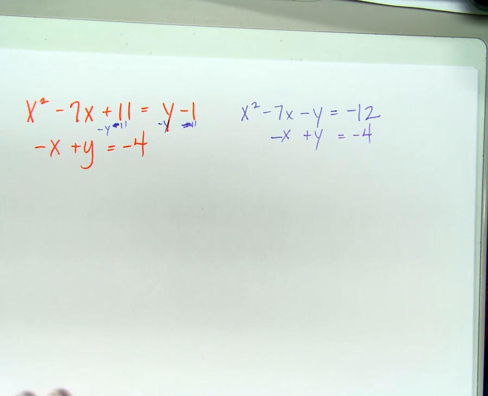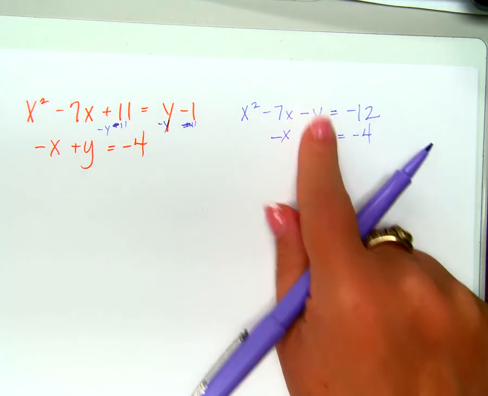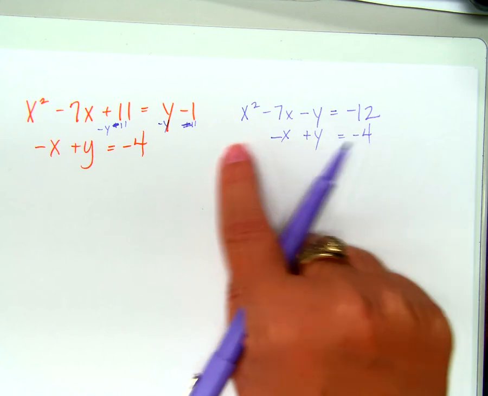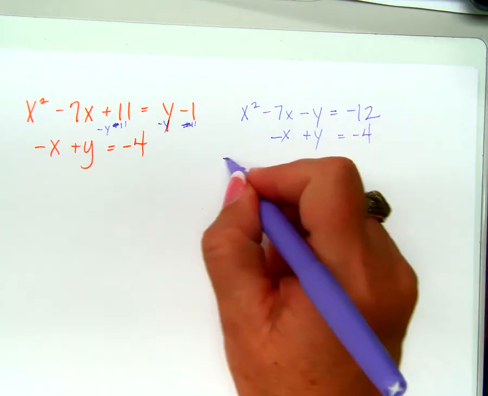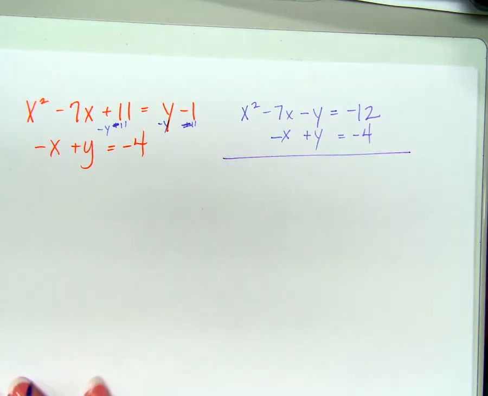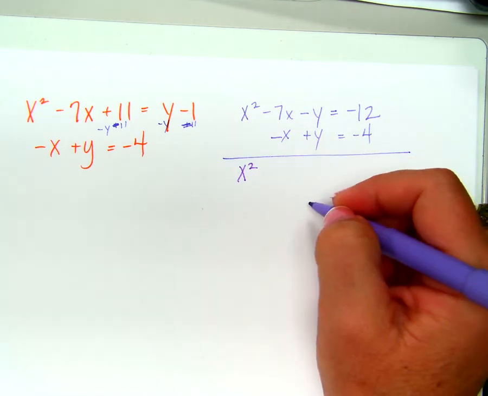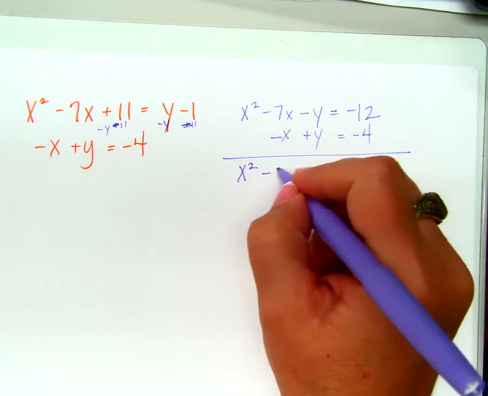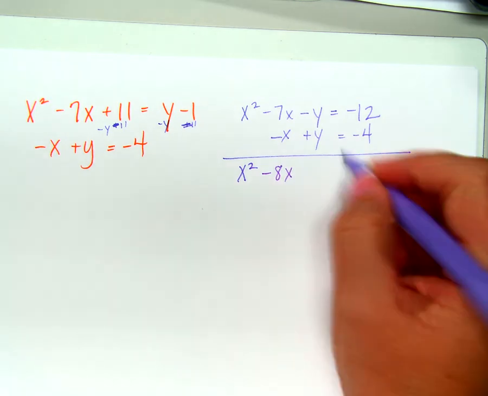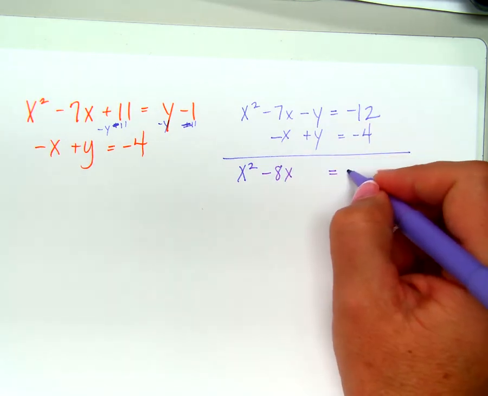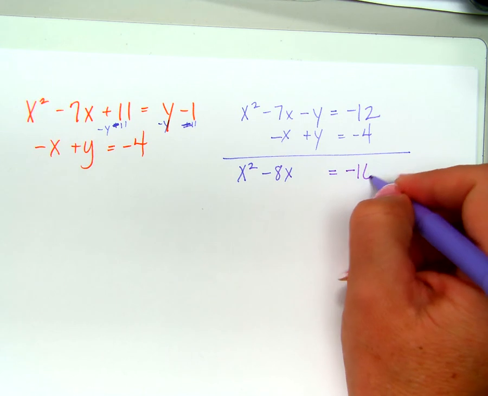Why is it nice? Yeah, the y's are going to eliminate perfectly, aren't they? They line up perfectly, and if I add them together, if I combine them, those are going to eliminate right away. So good for us. So combine these two equations. X squared. Now what? Minus 8x. That's 0. And that is negative 16, right?